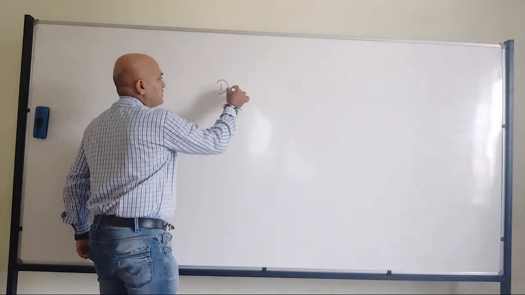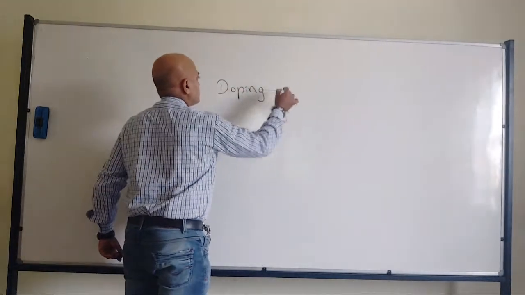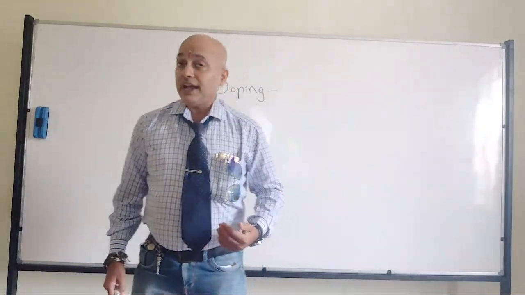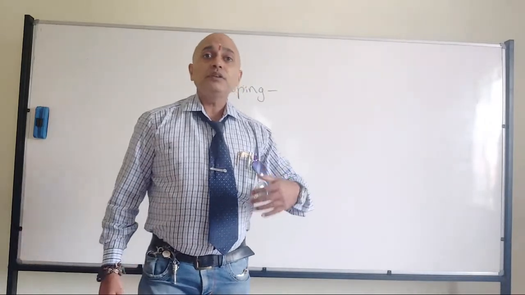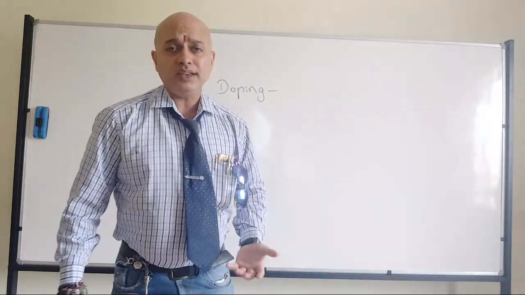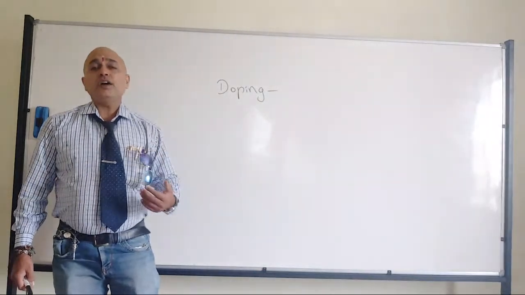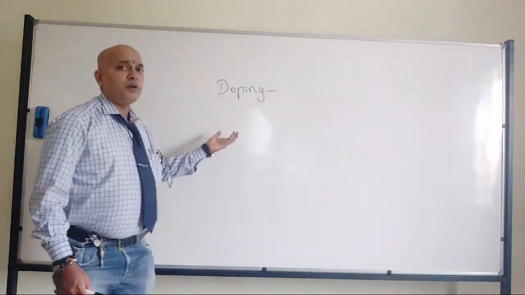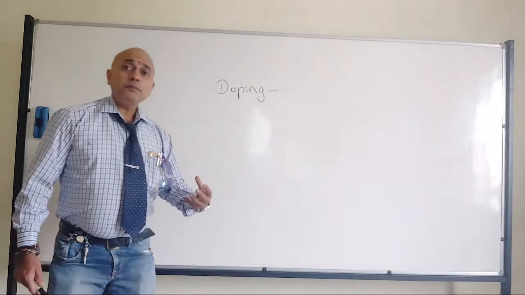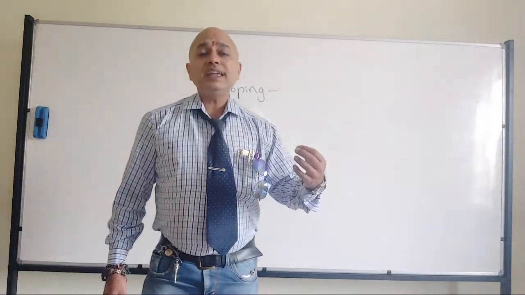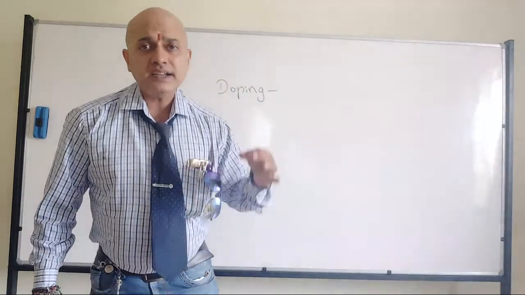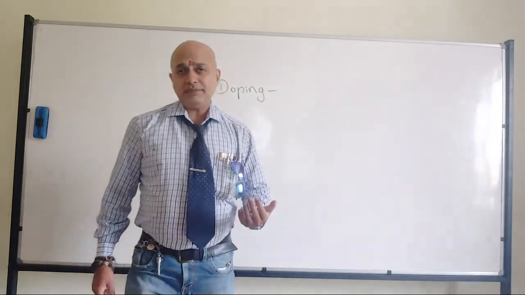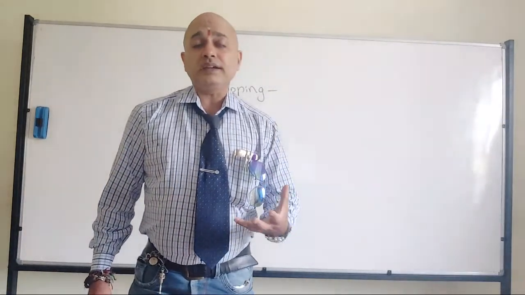Now we have one word called doping. Doping is a process where another element is added to an element, to make an impurity, where one group element is added to another group element. In this case, since we are talking about semiconductors, doping is a process where group 14 elements like silicon and germanium are added with either group 13 or group 15 elements. That is called doping.